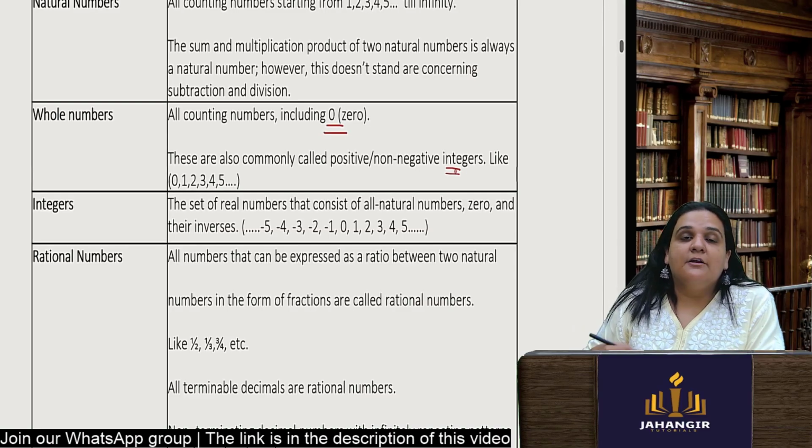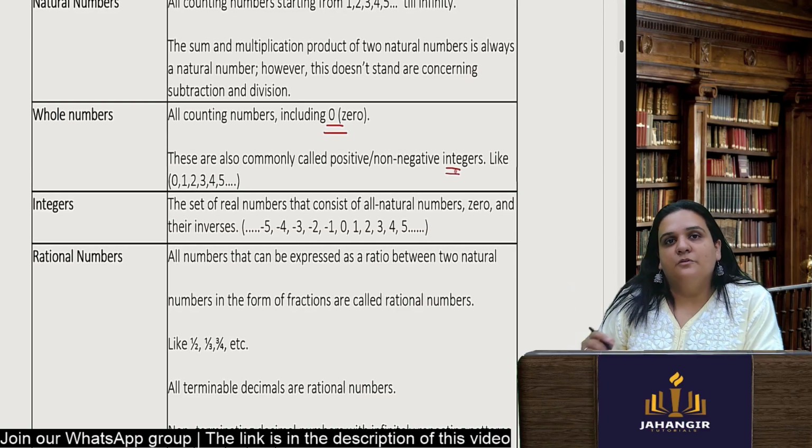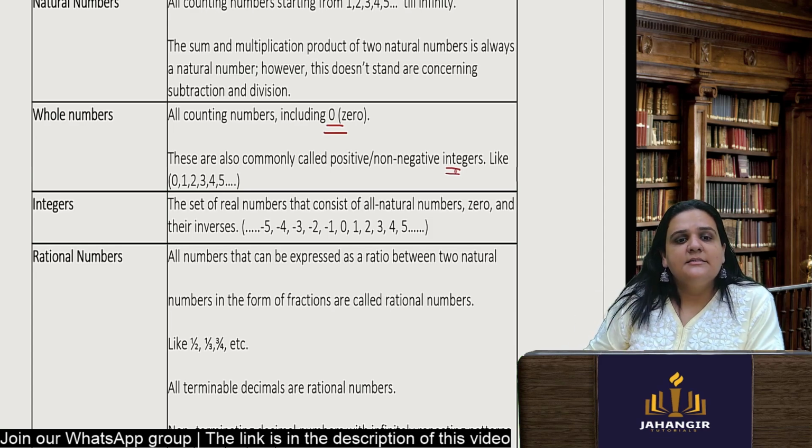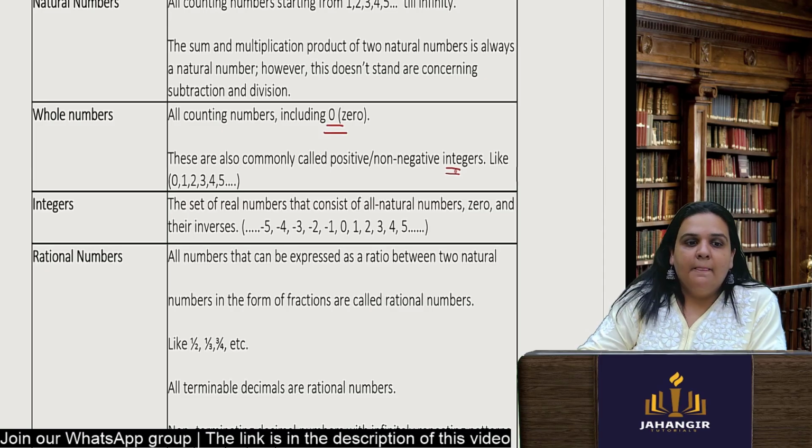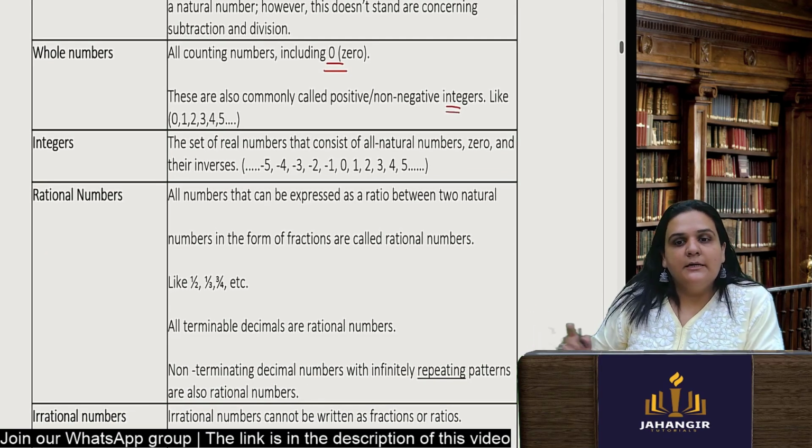These are commonly called positive or non-negative integers. Why? Because they start from 0, then 1, 2, 3, 4. So they are positive. Integers consist of all the natural numbers, they consist of a 0, and they consist of the inverse. Inverse means the negative numbers. So all the numbers on the number line, like how we just saw in the image.